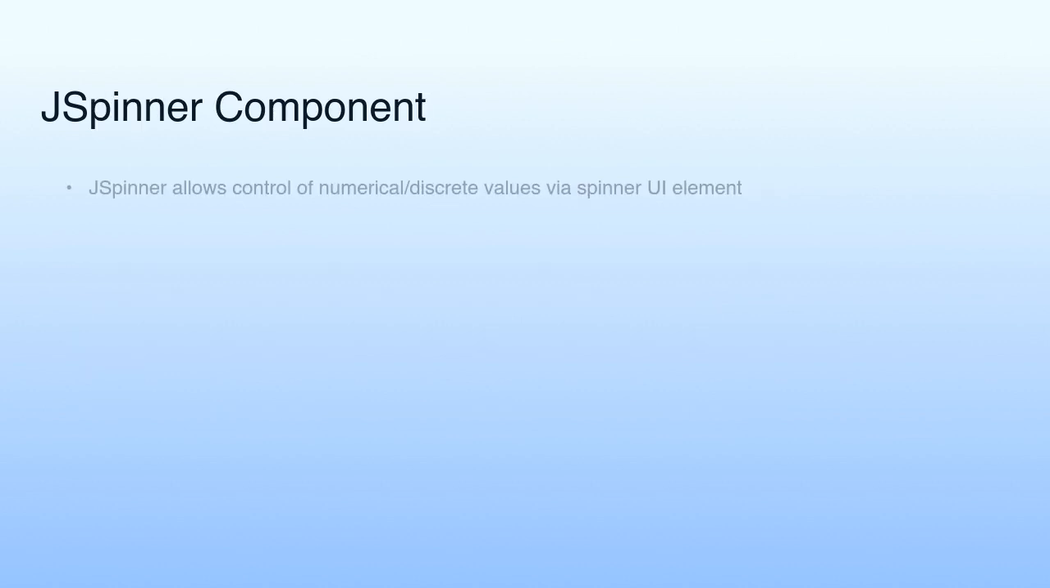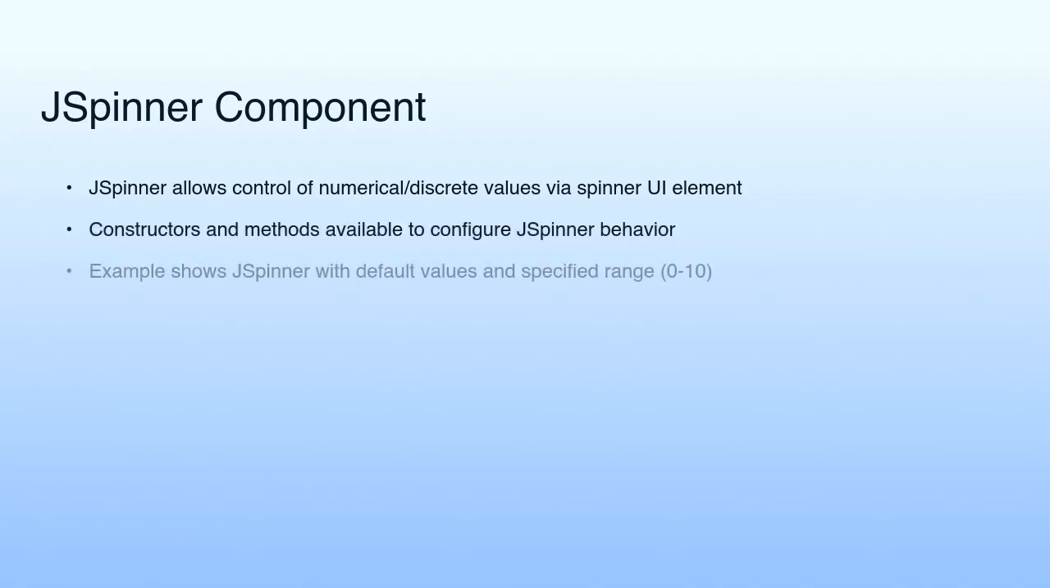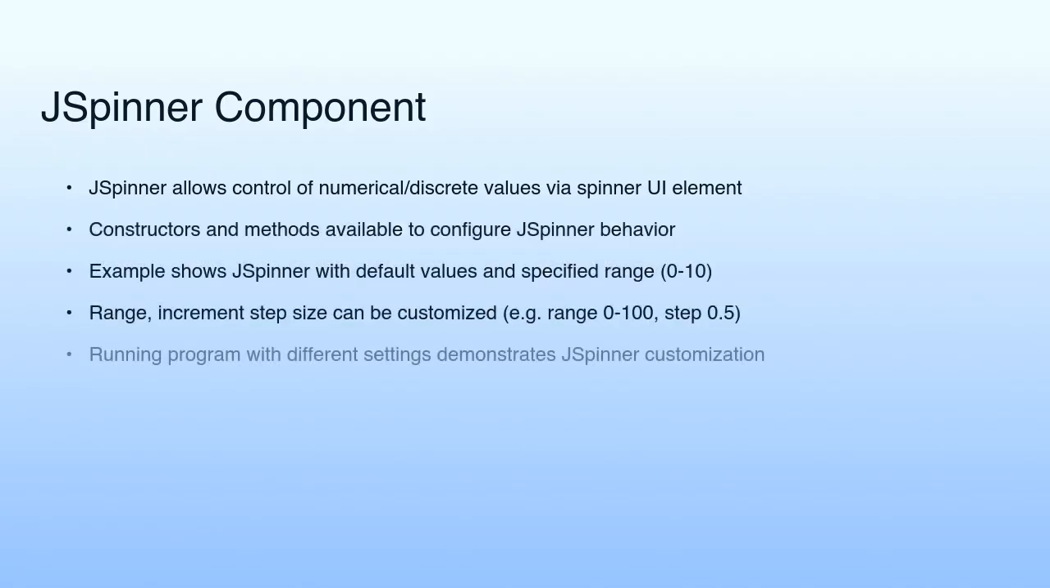The JSpinner component allows control of numerical or discrete values via a spinner UI element. It has constructors and methods available to configure the JSpinner's behavior. The example shows a spinner with default values and a specified range of 0 to 10. The range and increment step size can be customized, such as a range of 0 to 100 with a step size of 0.5. Running the program with different settings demonstrates the customization options for JSpinner.